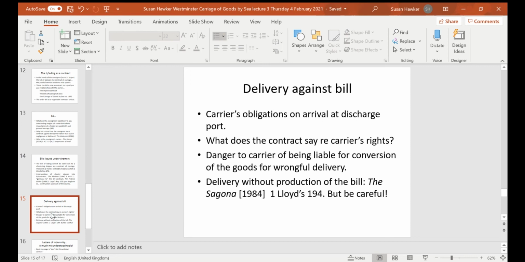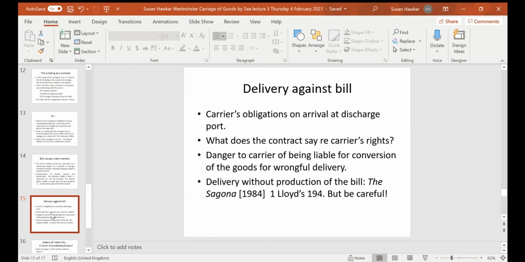Now, we are coming on to the last two slides. And now we've got the goods arrive at the port of discharge. And you've got your goods shipped under an order bill, normally. And that means that the bill must be produced in order for the goods to be collected.